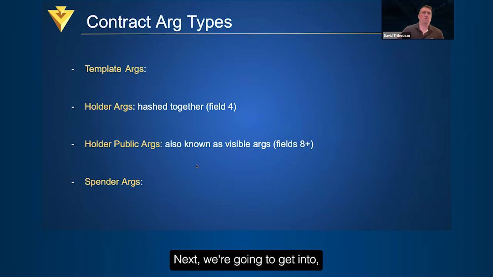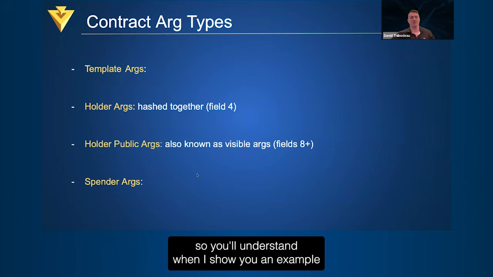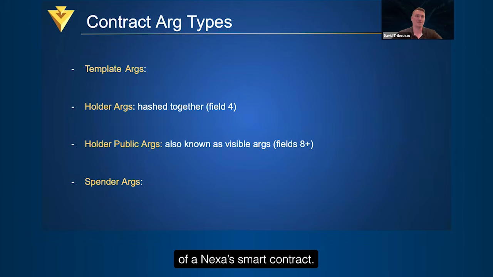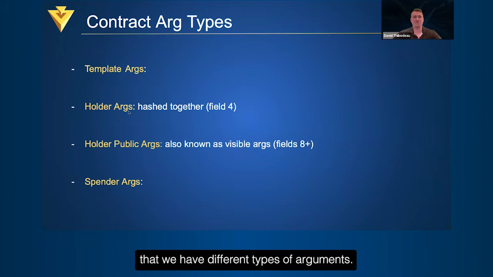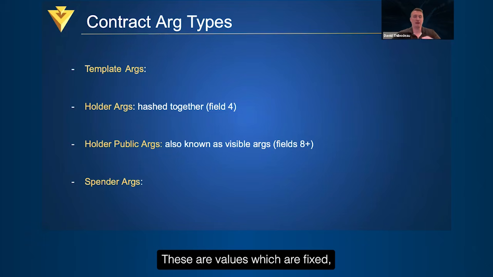Next, we're going to get into the actual smart contract part. There is a couple of things I want to explain to you so you'll understand when I show you an example of a Nexa smart contract. One essential thing is that we have different types of arguments. Template arguments are essentially baked into the contract bytecode at the time when it's compiled. These are values which are fixed at contract creation.